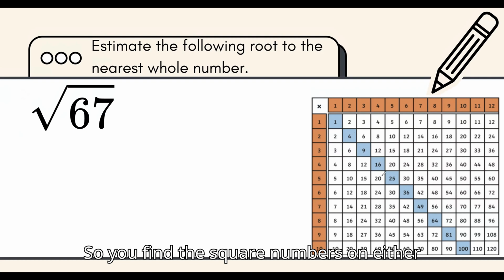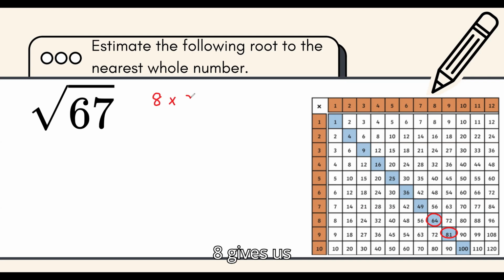You find the square numbers on either side of the number 67. So 64 is less than 67 and 81 is greater than 67. So I found my square numbers on either side of 67. Now I know that 8 times 8 gives us 64, and 9 times 9 gives us 81.